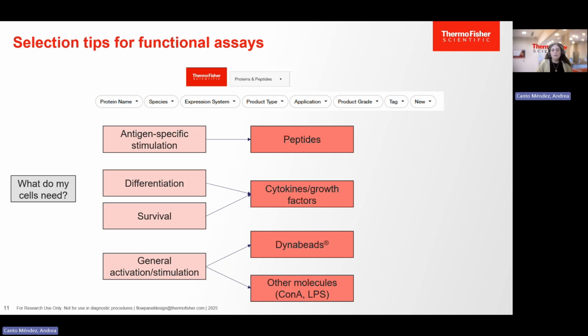Also, we might be interested in a general activation or stimulation protocol. And of course, we can achieve this also with peptides and cytokines, but there are other products that could help us achieve this type of phenotype, such as Dynabeads or other molecules such as ConA or LPS, as we saw in one of the previous examples.